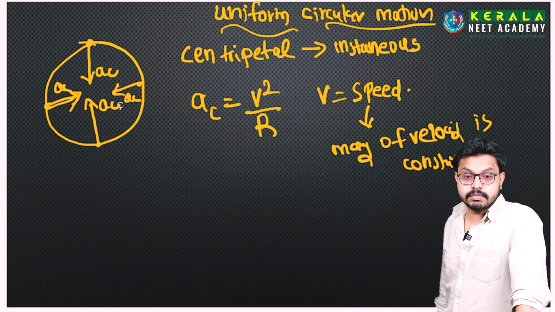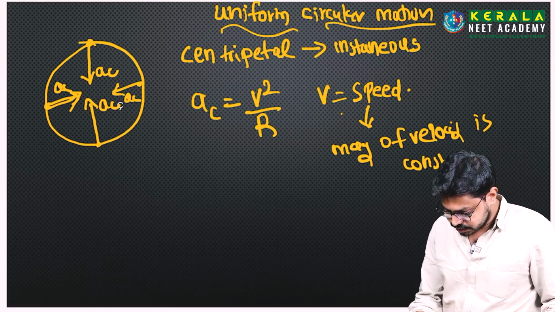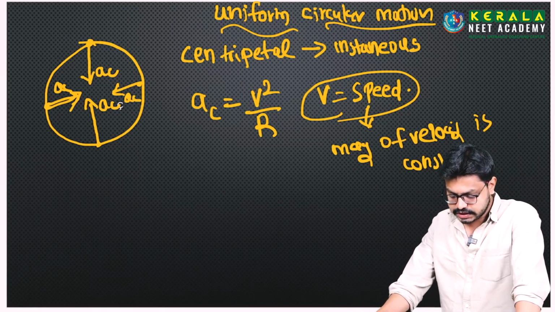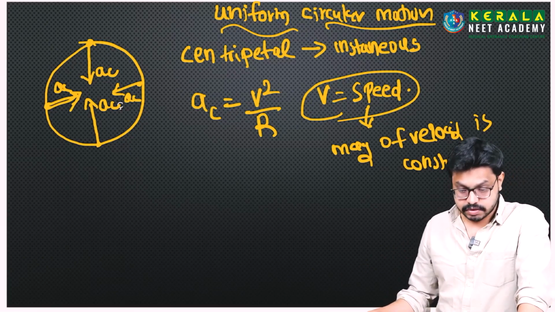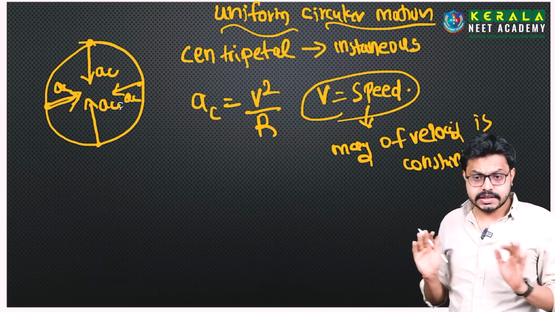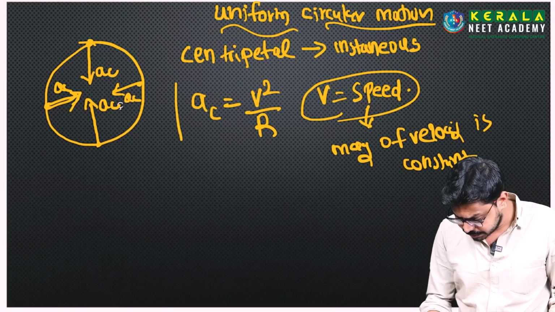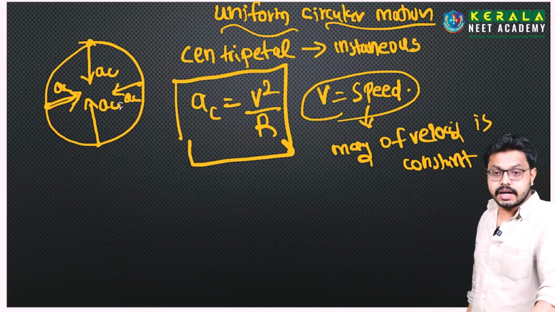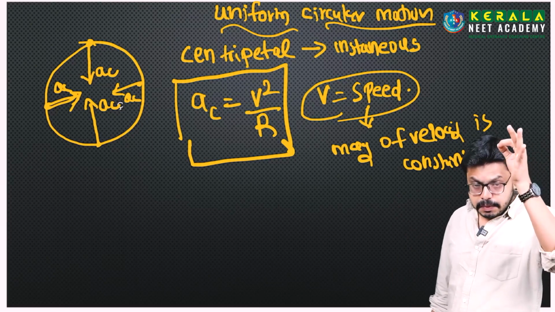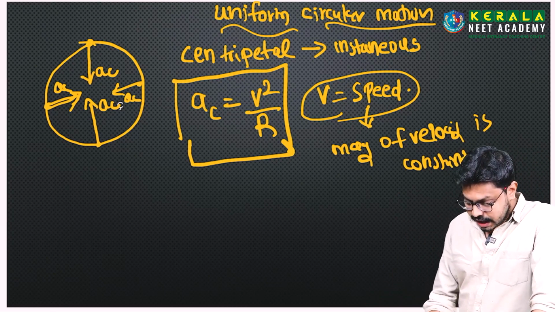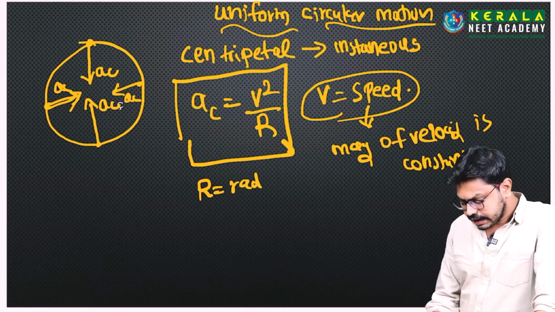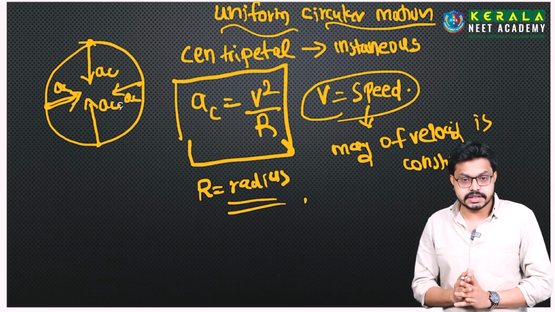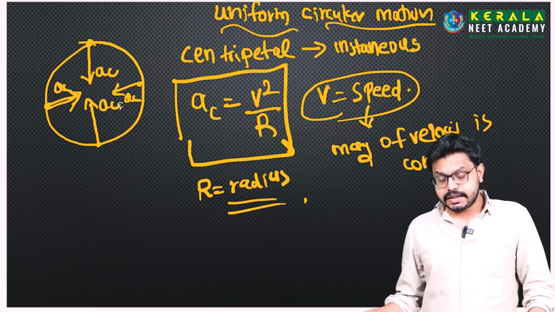In uniform circular motion only, what is constant? Not the velocity, the speed. The magnitude of velocity will be constant in uniform circular motion. Anyway, what is the equation of centripetal acceleration at any point? Centripetal acceleration is equal to V square divided by R. V is the speed at the instant, and R is equal to the radius. So centripetal acceleration is equal to V square divided by R.